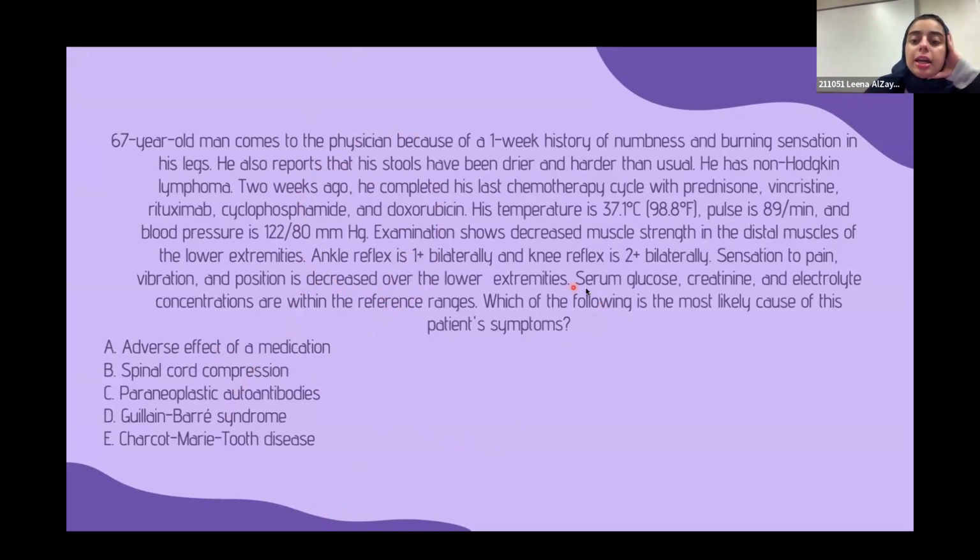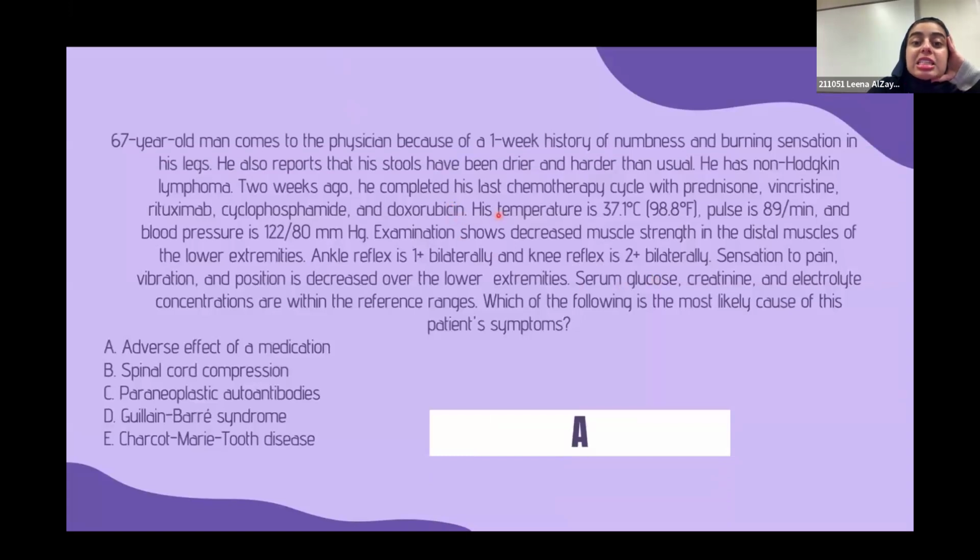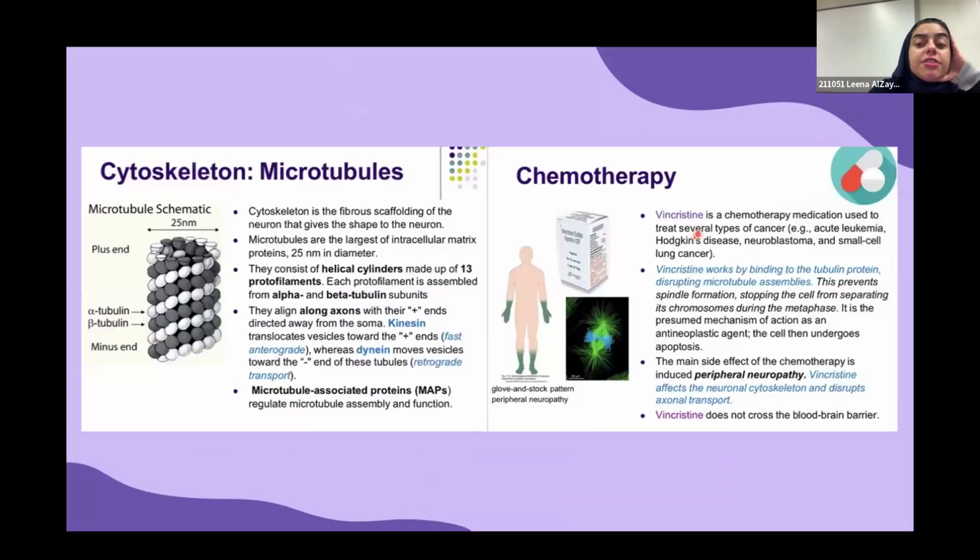Okay, and you probably forgot this, but I'll show you here. The answer is adverse effects. Why? Because he was going through chemotherapy, and one of the ways we do chemotherapy is by blocking the microtubules. If you go back to the question, they specifically mentioned that he has non-Hodgkin's lymphoma and is having chemotherapy using vincristine. Over here in the lecture, we learned that vincristine is a chemotherapy medication used to treat different types of cancer.